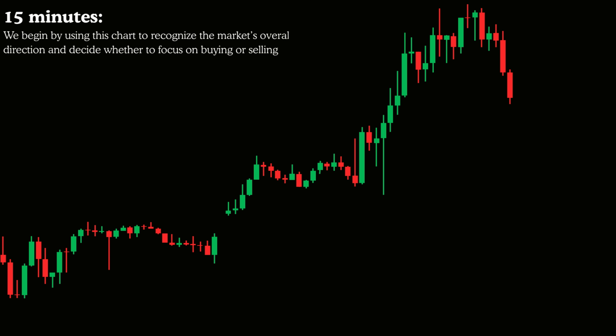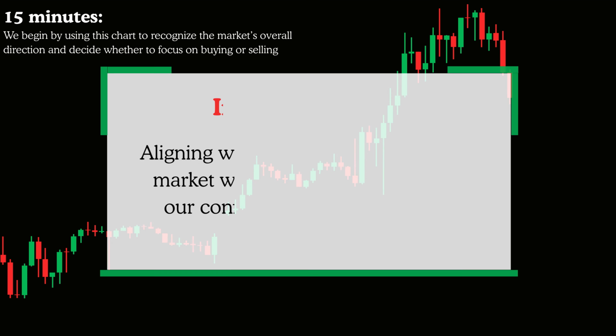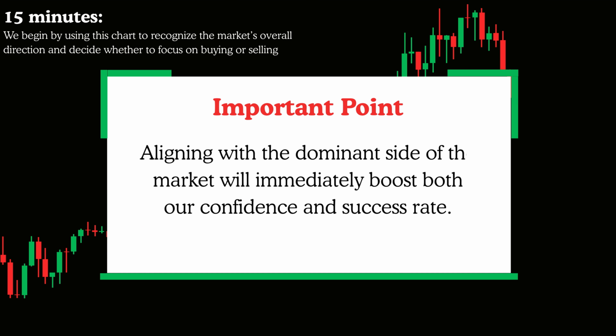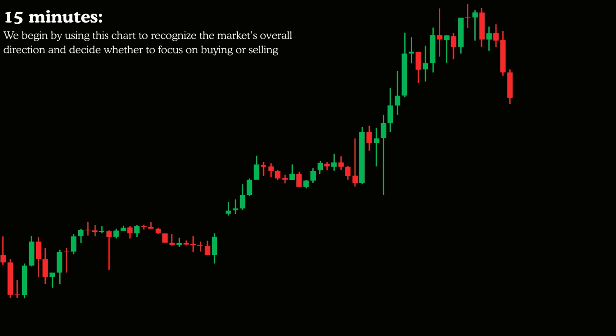We begin by using this chart to recognize the market's overall direction and decide whether to focus on buying or selling. Aligning with the dominant side of the market will immediately boost both our confidence and success rate. To assist with this, we use the exponential moving average by applying the EMA to the chart and setting it to a value of 50.